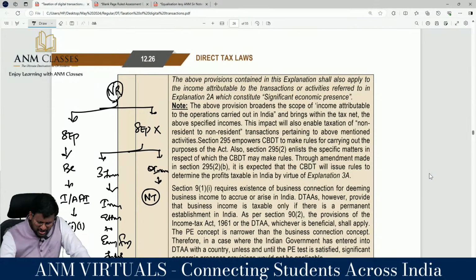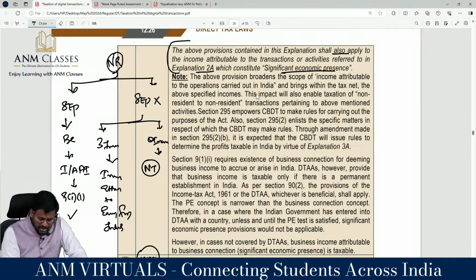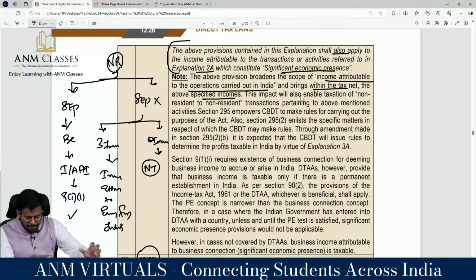The above provision contained in this explanation shall also apply to income attributable to transaction or activity referred in explanation 2A, which constitute SEP. SEP income நாங்க include பண்ணுவோம், SEP நாங்க tax பண்ணுவோம். The above provision broadens the scope of income attributable to the operation carried out in India கண்டிப்பா and brings within the tax net the above specified income. This impact will also enable taxation of non-resident to non-resident.